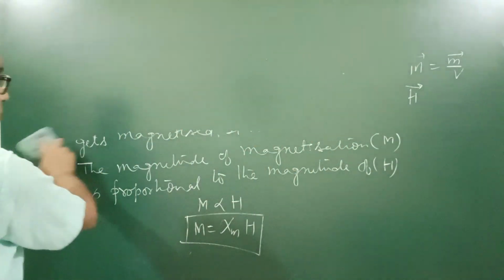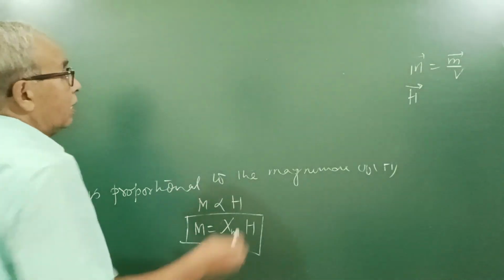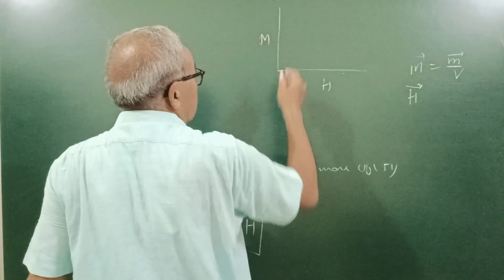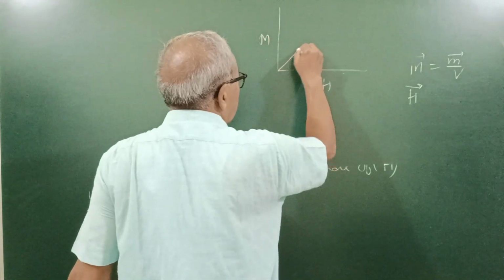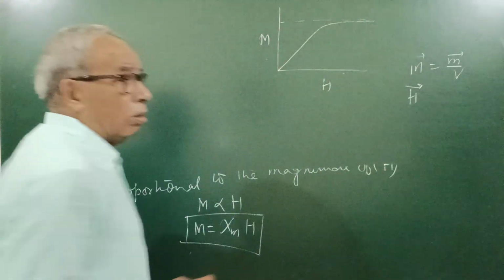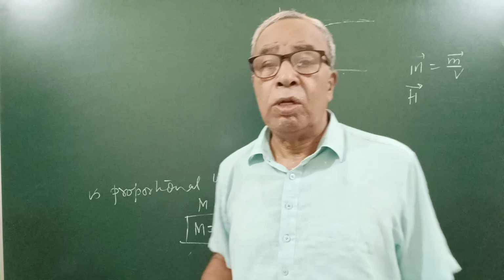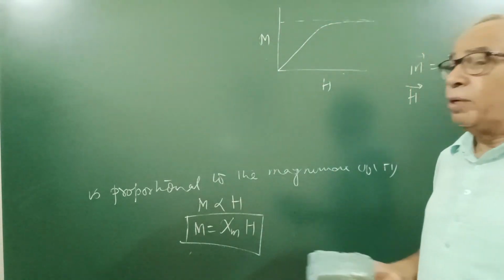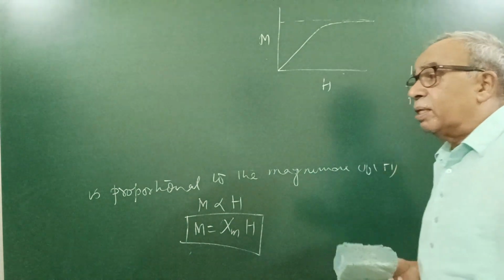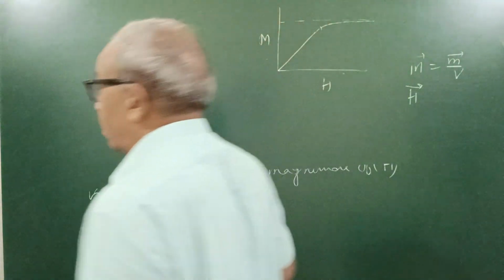If we plot a graph between magnetization and magnetizing field, taking H here and M here, for low field it will increase but then become constant. Why? Because magnetization is defined as the net dipole moment per unit volume. So all the atomic dipole moments present inside the material become parallel to the field, and further it will not increase. So for low field it is constant.